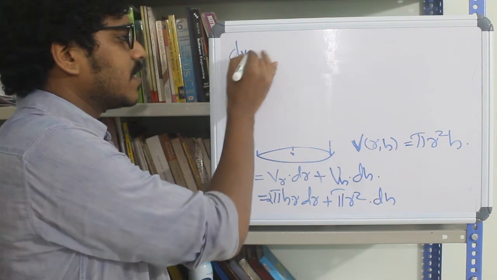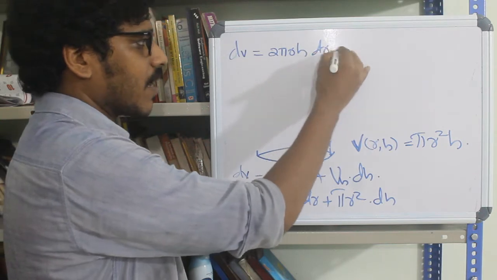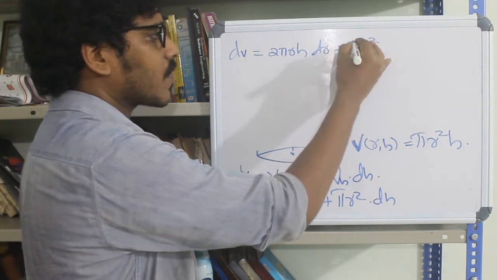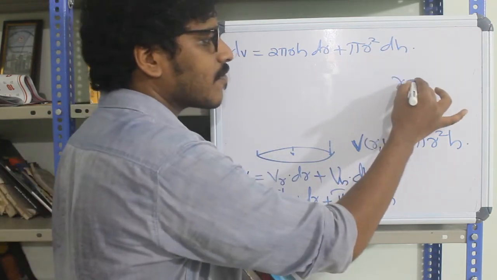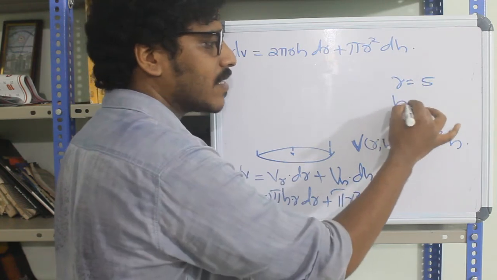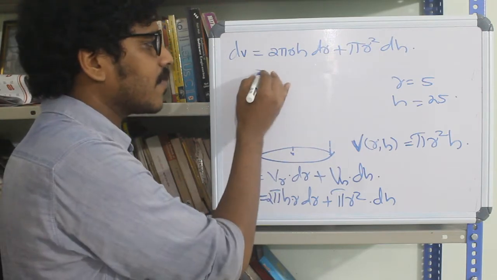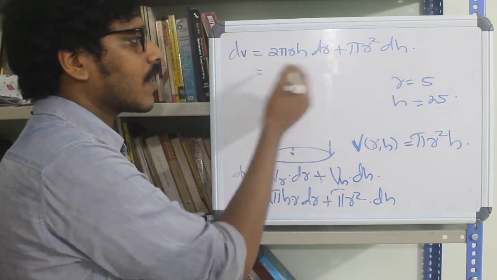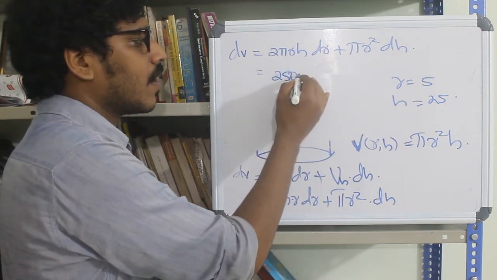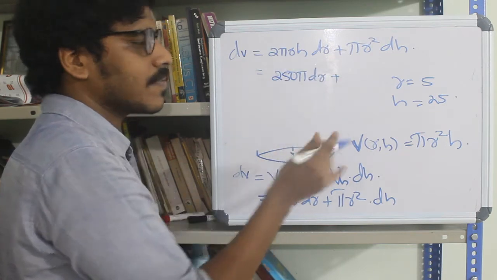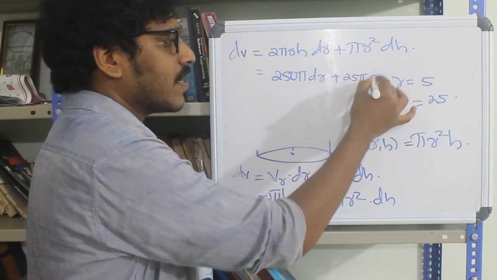So we got dV = 2πrh dr + πr² dh. We have given the radius of our cylindrical tank to be 5 feet and height to be 25 feet. Let's substitute these values in our equation for dV, which will give 2π into r, so 10, into height, 25. So 250π dr + π into r², so 25π dh.